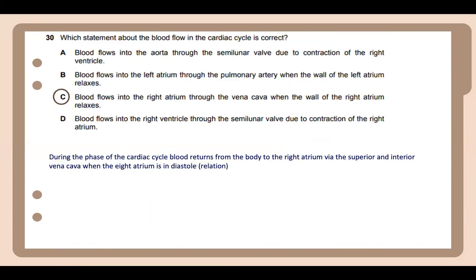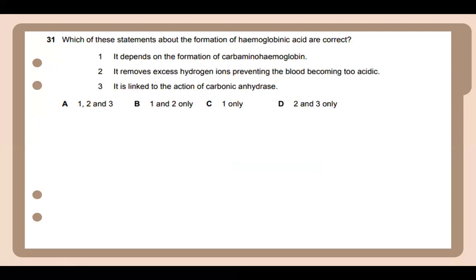Which statement about the blood flow in the cardiac cycle is correct? During the phase of the cardiac cycle, blood returns from the body to the right atrium via the superior and inferior vena cava when the atrium is in relaxation. So the answer for this will be C.